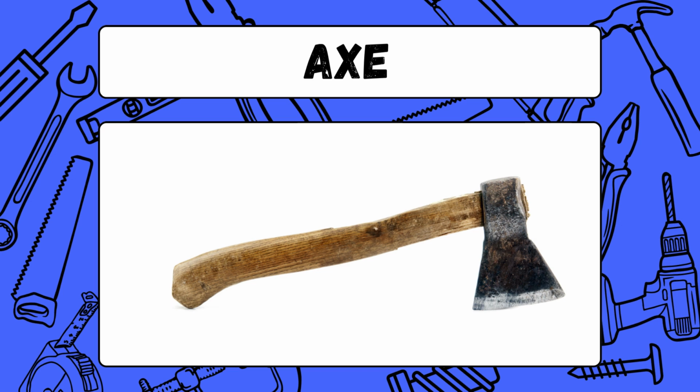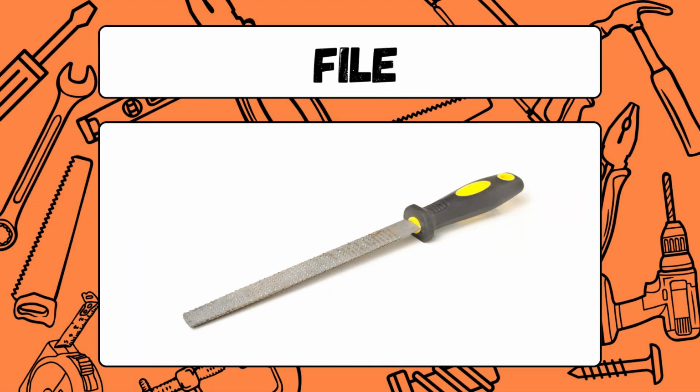Axe. An axe is a tool with a sharp blade used for chopping, splitting, or shaping wood and other materials. File. A file is a tool with a rough surface used for smoothing or shaping materials like metal or wood.